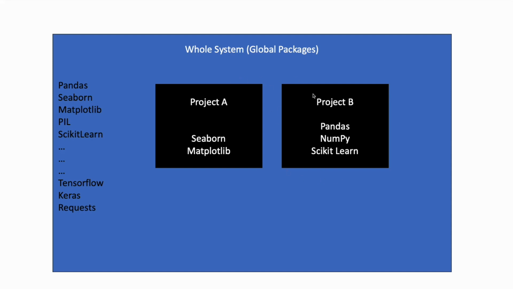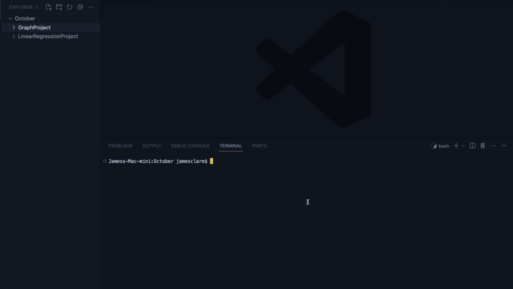And I'm going to do a version of this now in VS Code, and I'm going to show you what this looks like in practice. So I'm going to show you the way I generally tend to do things, using two different projects which have two different sets of requirements. So I'm in VS Code, and if I quickly hit ls, I've got a graph project and a linear regression project. So let me quickly get these out.